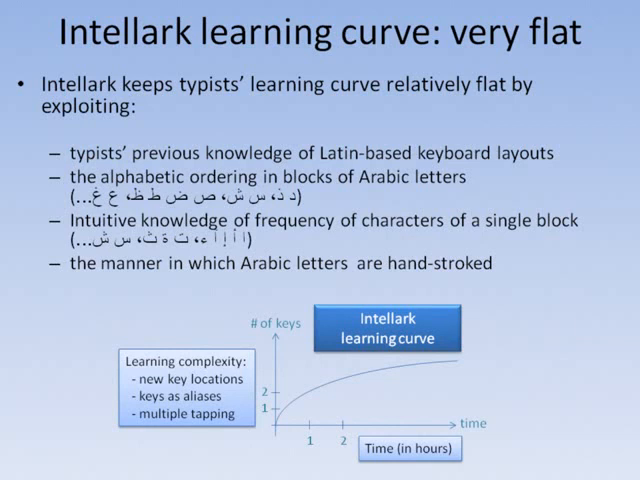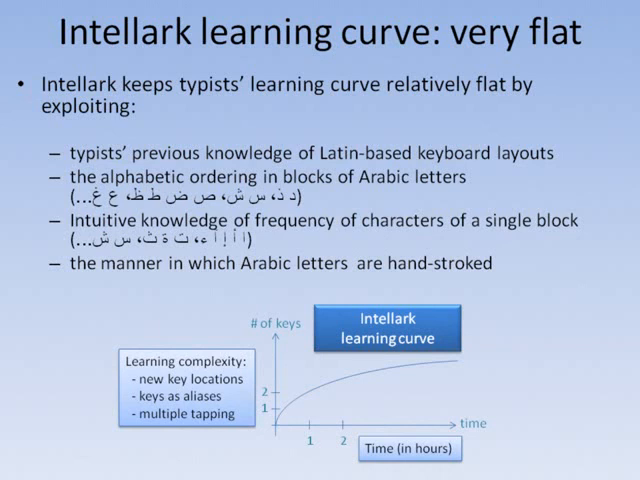1. The typist's previous knowledge of Latin alphabet keyboard layouts, 2. Knowledge of alphabetical order of blocks of letters in the Arabic alphabet. For example, Dal reminds of Dal, Sin reminds of Shin, and Sad is alias to Dad, Ta and Da. 3. Intuitive knowledge of the frequency order among letters of the same family. For example, Alif is more frequent than Alif with a Hamza above, which is more frequent than Alif with a Hamza below, and so on. We'll see supporting statistics soon.